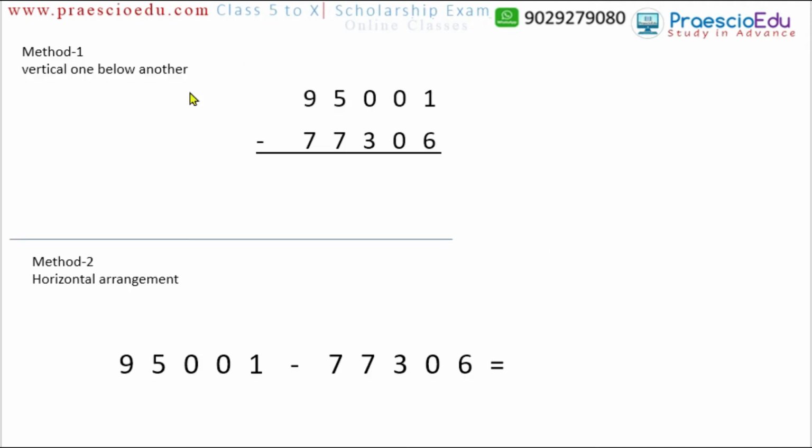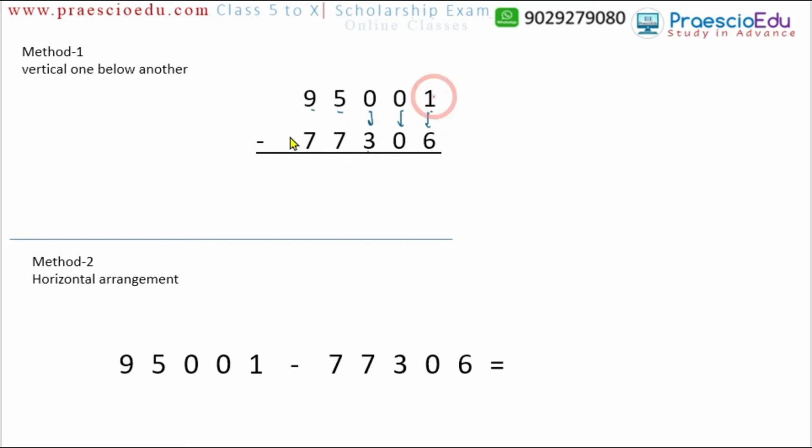Now another one, method 1 and method 2, vertical, one below another. This is the example we will try to understand for the borrowing purpose. It is the same example but in a different way. Here the numbers are 95,001 and 77,306, and from this one we have to make the subtraction. Here this is the unit place, tens place, hundreds place, thousands and 10,000. So we keep all the digits one below the other, in the same places.